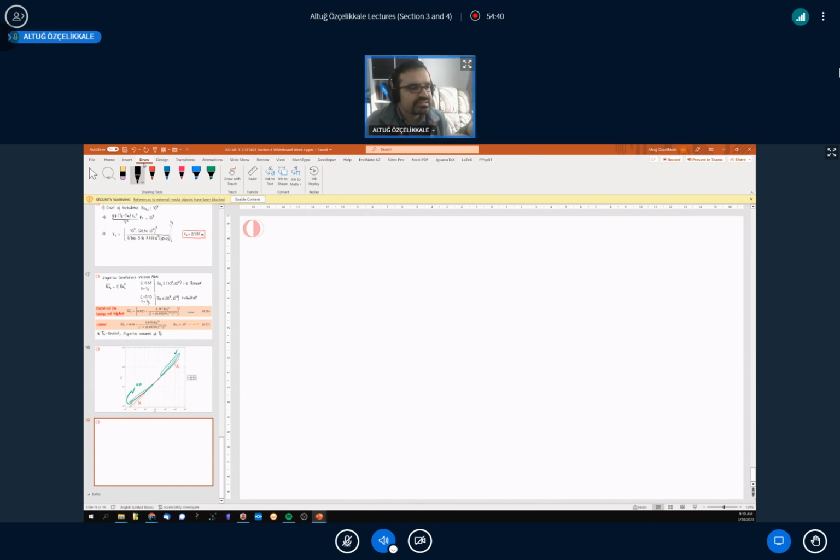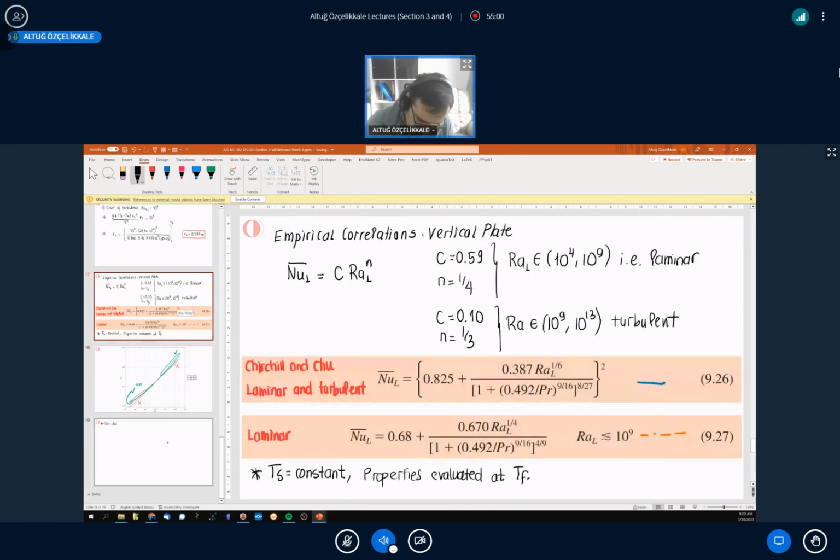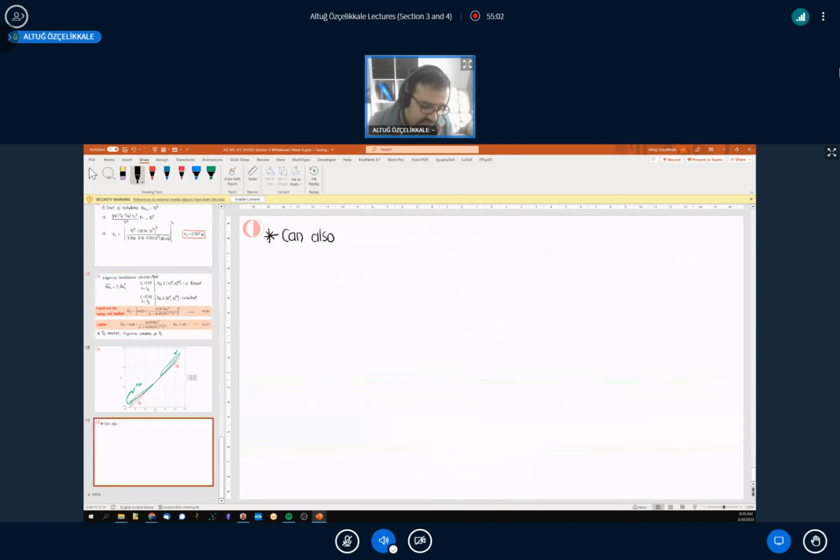Under those cases, we can still use those correlations, it turns out. However, we need to do some extra work to actually make it useful. These correlations can also be used for constant heat flux conditions.